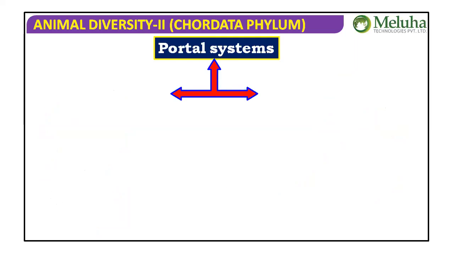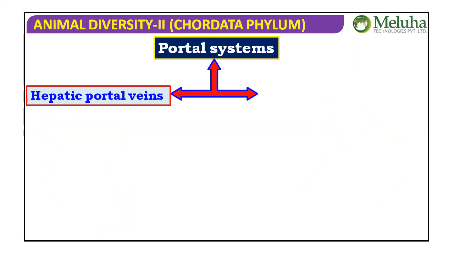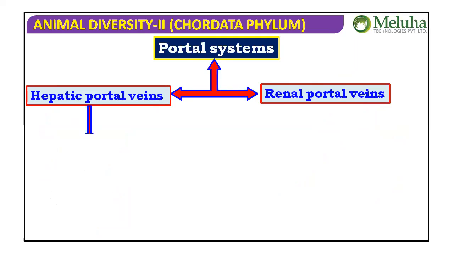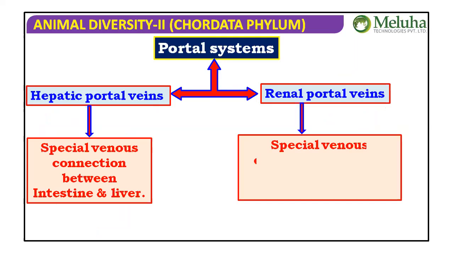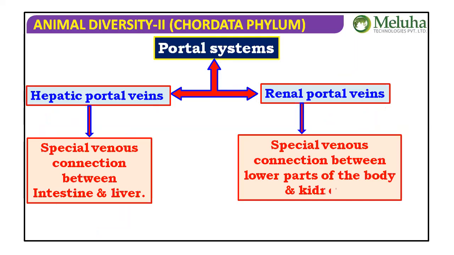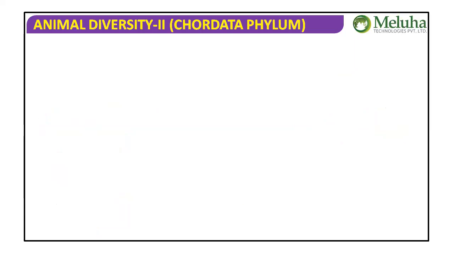Portal systems. Now let's see portal systems. We have two types of portal system: hepatic portal and renal portal system. The hepatic portal system is related to the liver, a special venous connection between the intestine and liver. The renal portal system is a special venous connection between the lower parts of the body and the kidneys. We can say hepatic portal and renal portal. We need to know a little bit more because we use it so many times, isn't it?